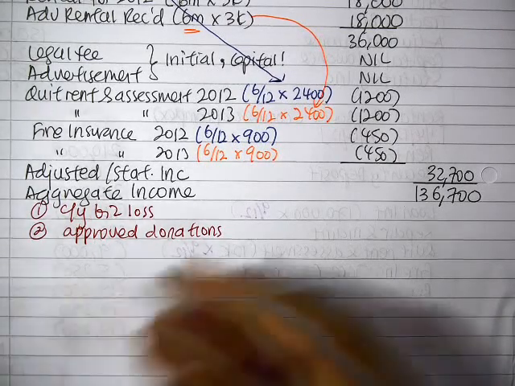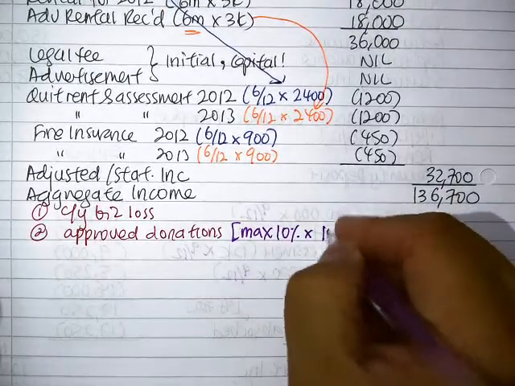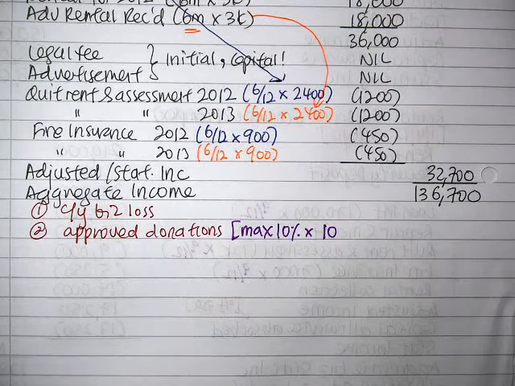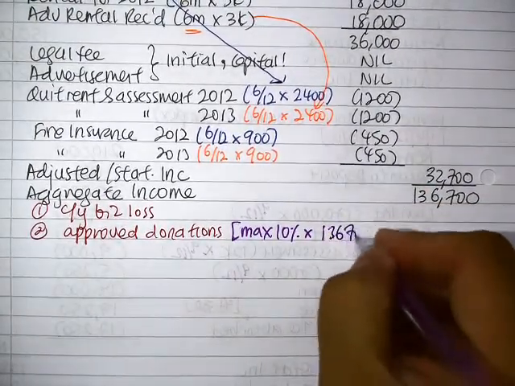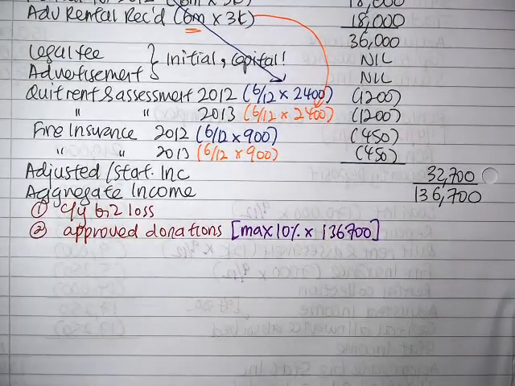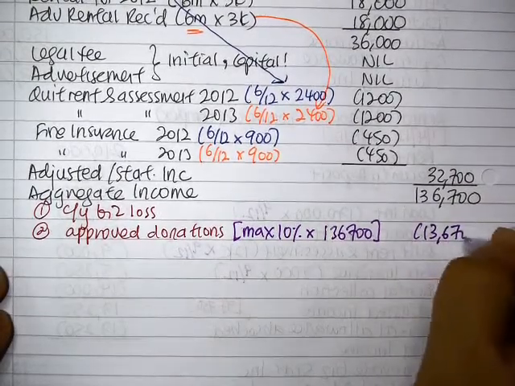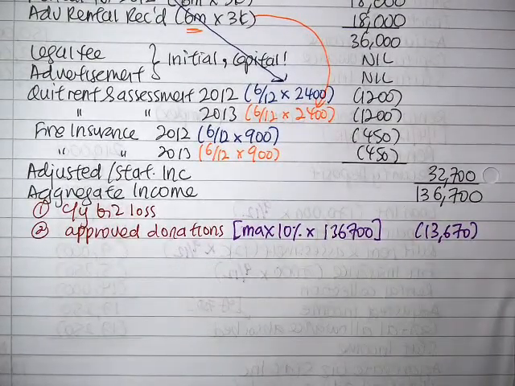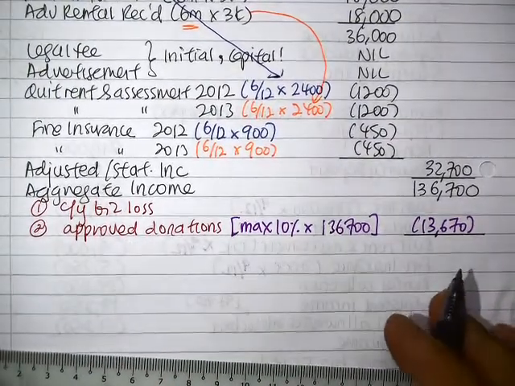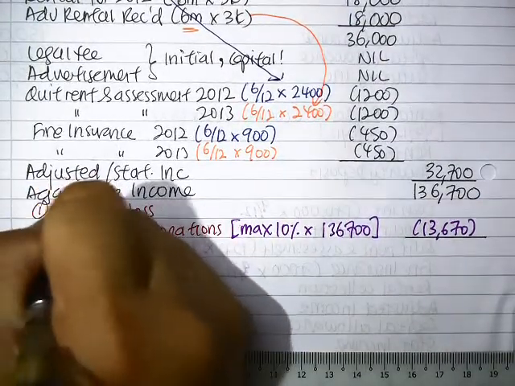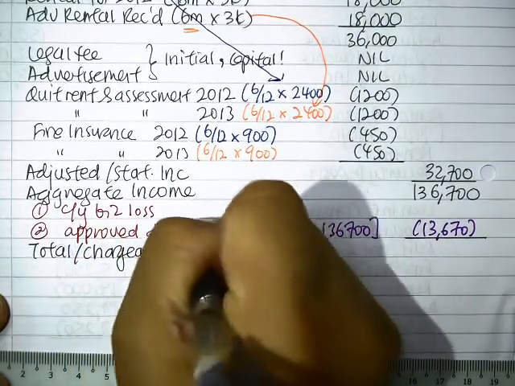Okay, so the approved donation, as a company, you allow maximum, oops, got a mistake here, maximum 10% of your aggregate, and you've been told that donation is 30,000, so we got to restrict to 13670. Right, total chargeable income.